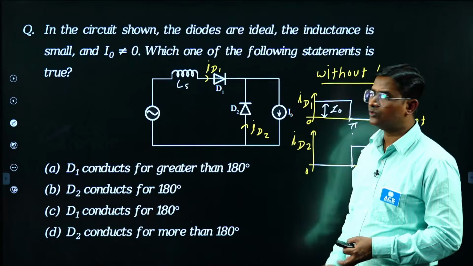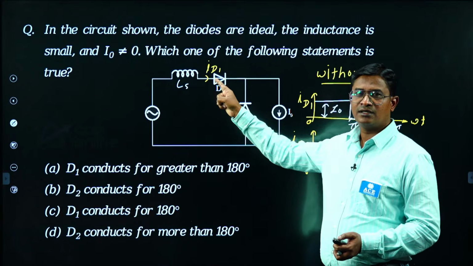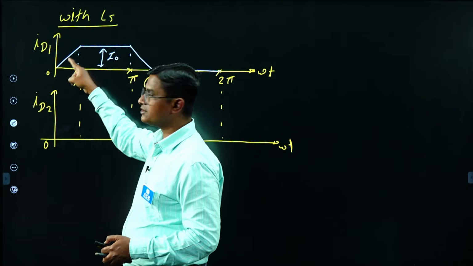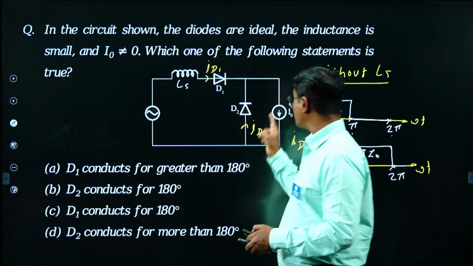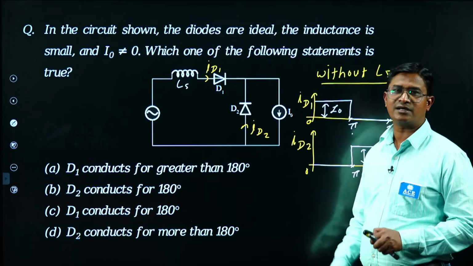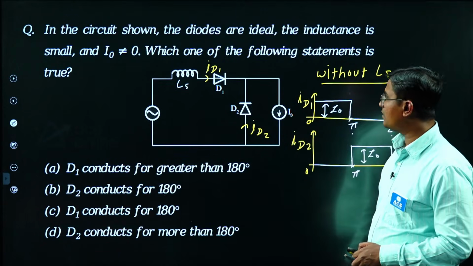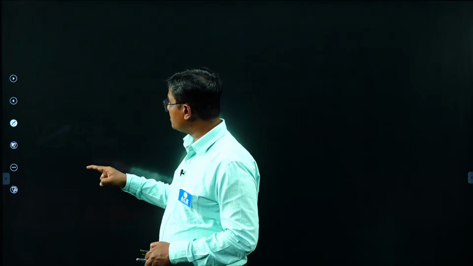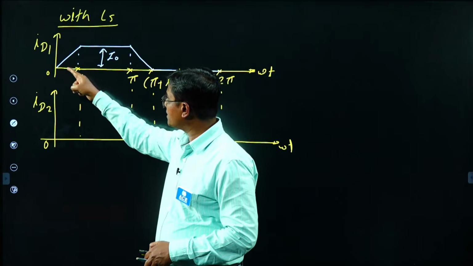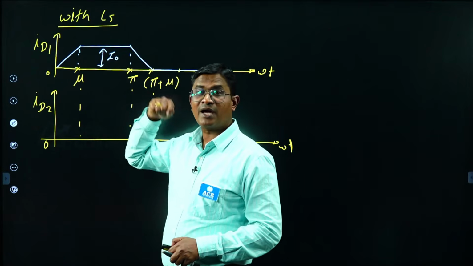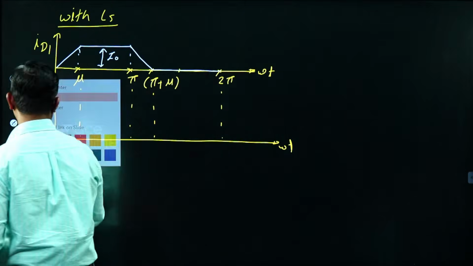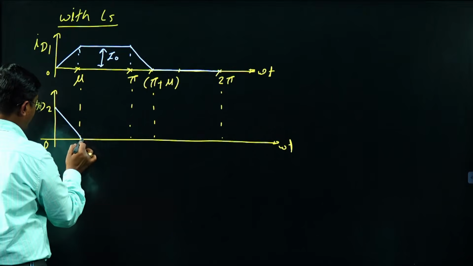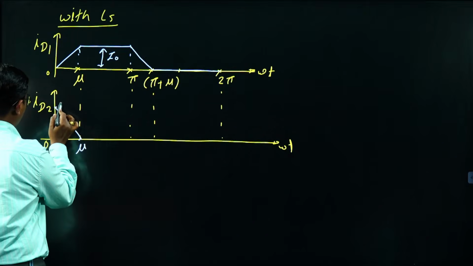But during 0 to mu, my ID1 is less than I0, right? ID1 is less than I0 here. But my load demands constant current, right? Load will demand constant current. So what is happening during that interval? Load will not accept a current less than I0. So my ID2 waveform will be of this nature. Check. This waveform is a continuous cycle waveform I am drawing. This point is I0.